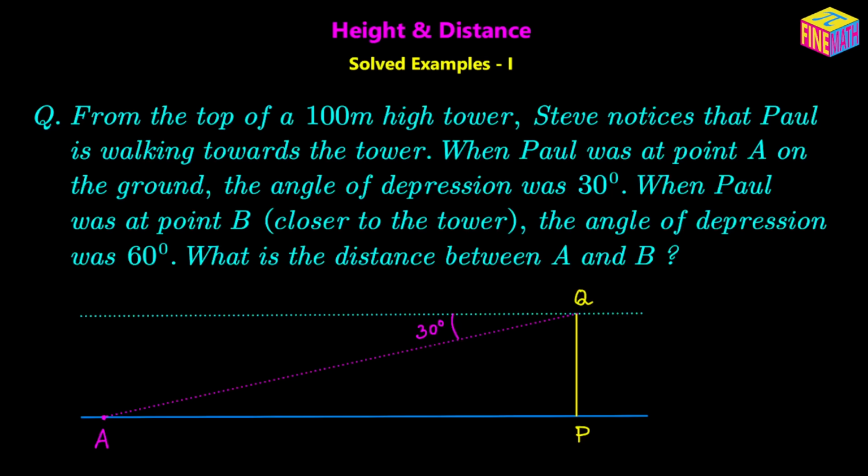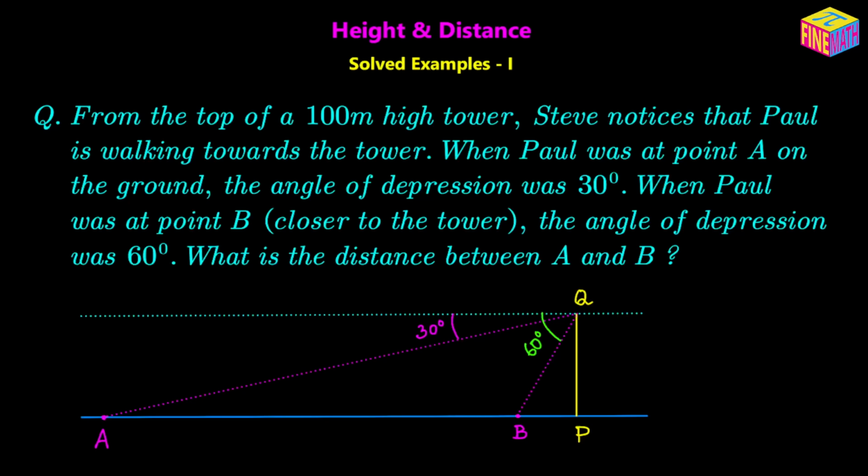Next I am going to do the same thing for the point B. Here I have drawn the line of sight for point B when observed from the top of the tower, and the angle of depression there is 60 degree. Now if you think about the two horizontal lines there, one is the ground level horizontal line and the other one is the horizontal line through the top of the tower.